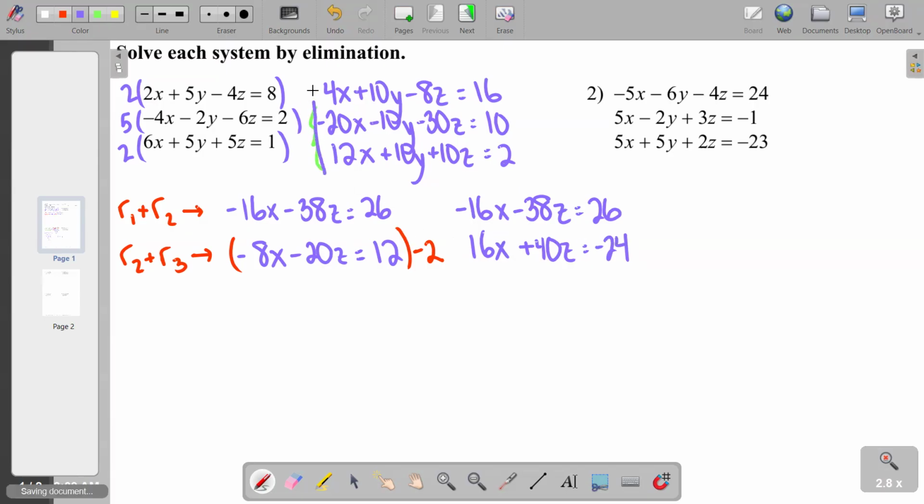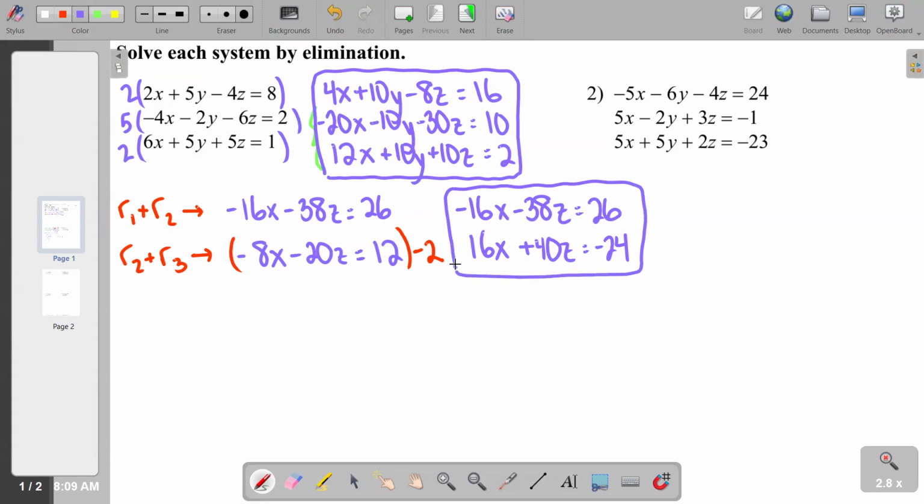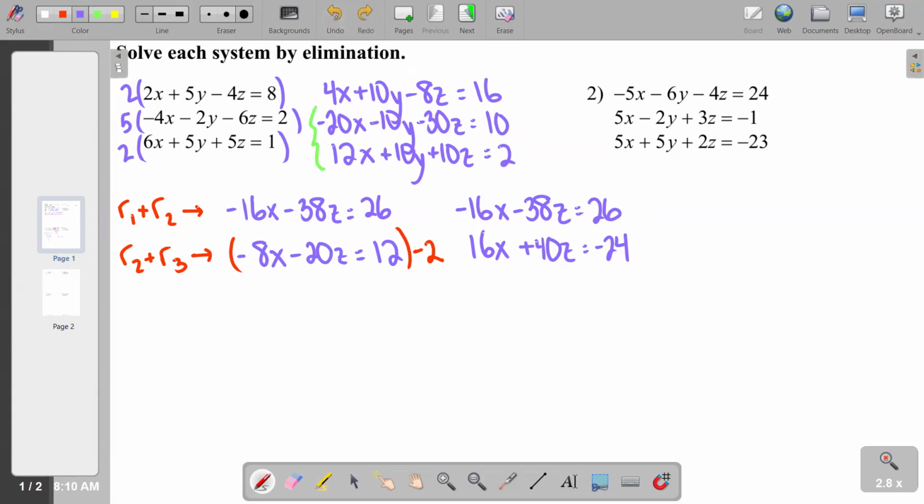In the same way that this purple box up here, we worked to make that. We worked to make this. Every step along the way, you're trying to create a system that will eliminate for you. And that's what we've done. First, the 3x3 to eliminate the y's, and now the 2x2 to eliminate the x's. So when I add these two equations together, the x's are gone. The z's are going to be -38 plus 40, which is 2z. And then 26 plus -24 is 2. And just like that, you get z equals 1.